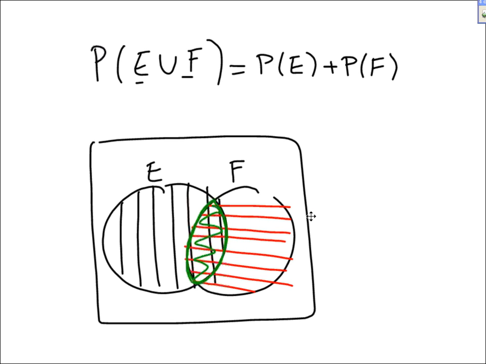You calculated the probability of E, and you counted it again when you calculated the probability of F. So if you count something 2 times, and you only mean to count it 1 time, well, you have to subtract. You have to take away a probability. The probability of being in here. But that's the intersection. That's the intersection. And this is the formula that you need to know.